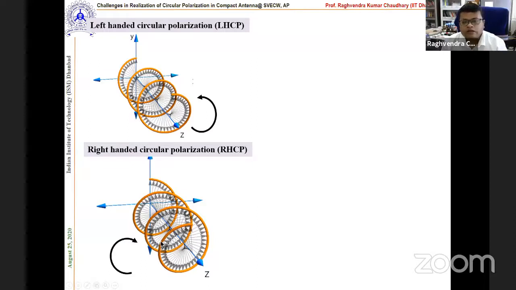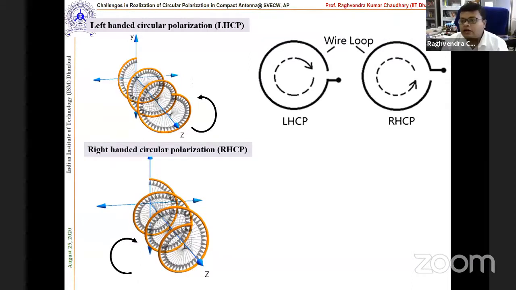Now mainly for some particular applications like space and defense, we are using these kinds of polarizations. How can you get these things? If you see the loop antenna, a very famous antenna, a form of the wire antenna, and if you make a field like from here, the current direction will be like this, and this is LHCP.